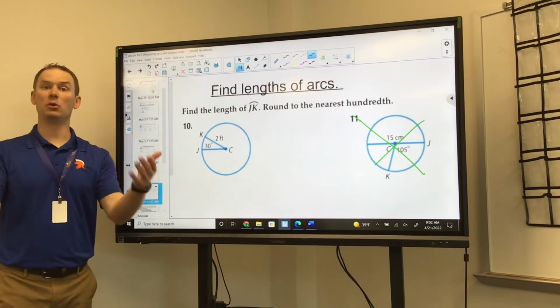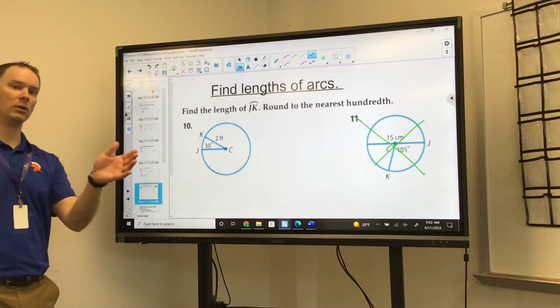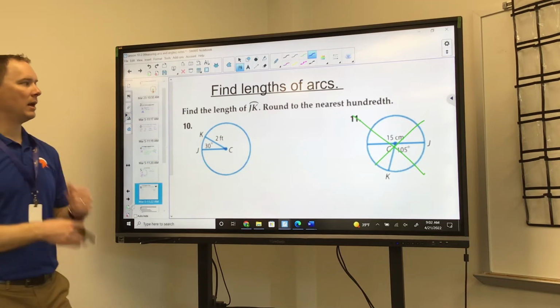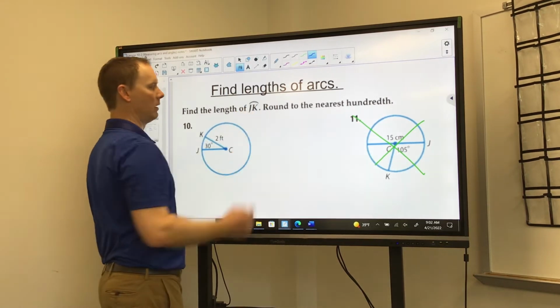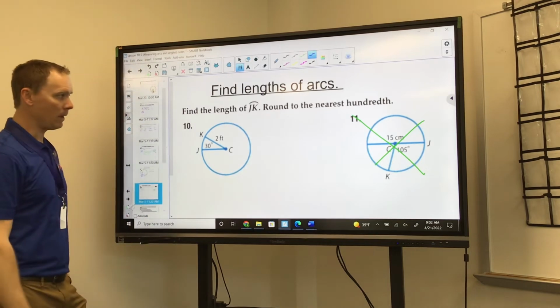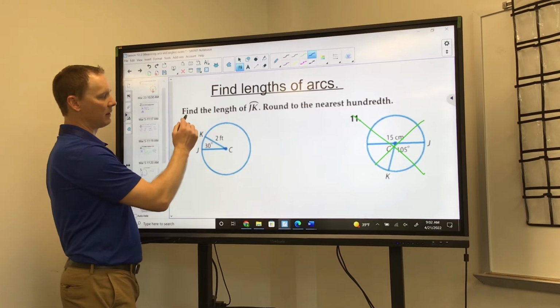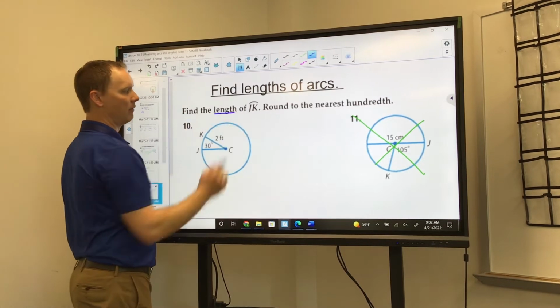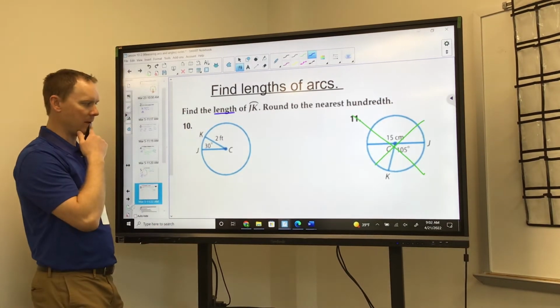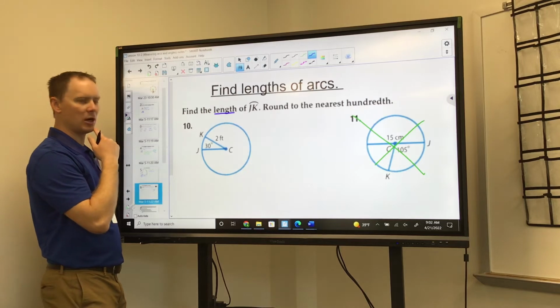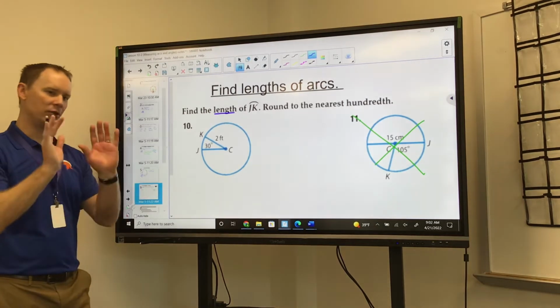This actually is a new thing, okay? So I wanted to show you one new thing that you did not see yesterday, and this has to do with the lengths of arcs, okay? And so question number 10 is asking to find the length of arc JK, all right? So what are we talking about when we talk about the length? Well, understand 2 things.